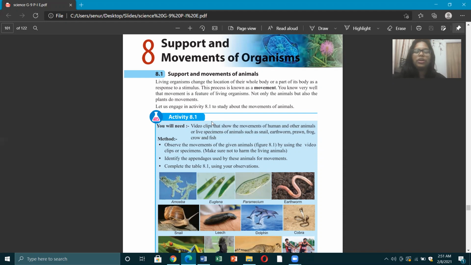Okay? So if the organisms, and mainly the living organisms, can do this, so one of the main features of living organisms is this movement.